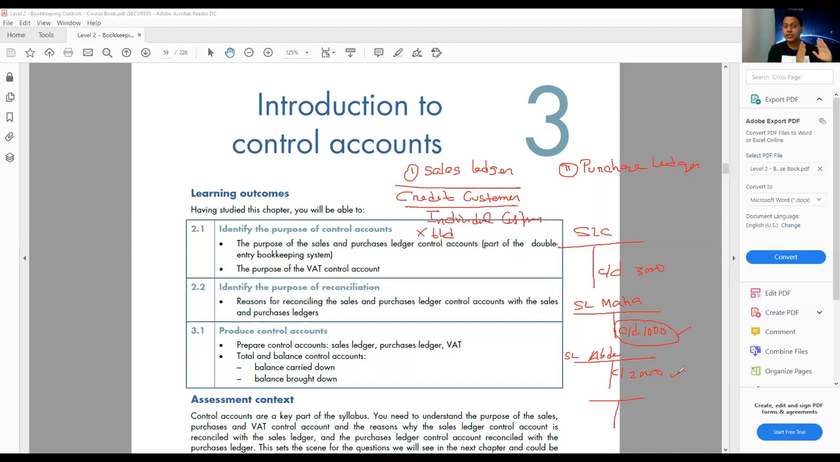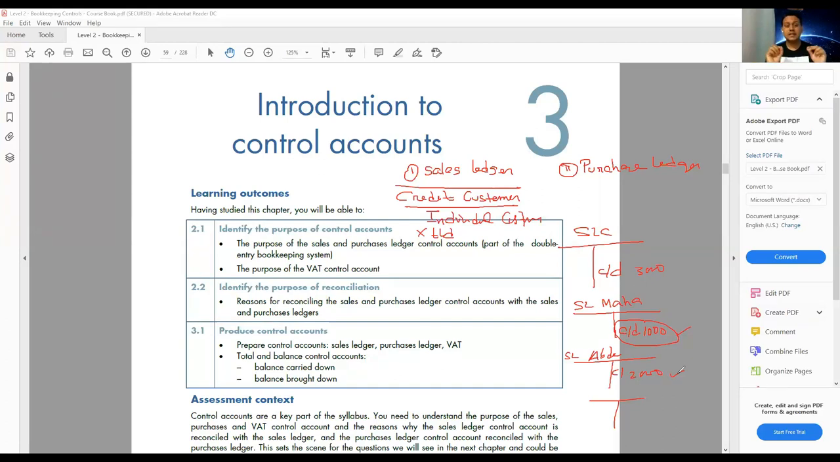So sales ledger, we talk about only one customer, an individual customer. On the other hand, sales ledger control, we talk about all the customers, so total balance. Sales ledger, individual customer. Sales ledger control, total balance of the customers. Now we're expecting that if I add all the sales ledgers, meaning one customer, another customer, and the other customers, it is supposed to match our sales ledger control, because sales ledger total equals sales ledger control. So this should be equal, ideally.